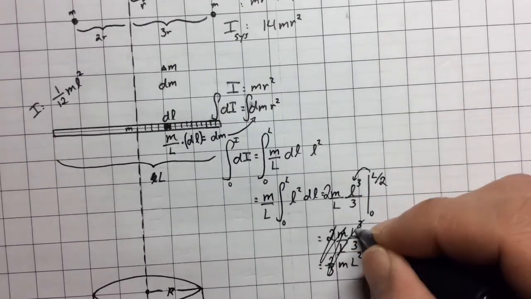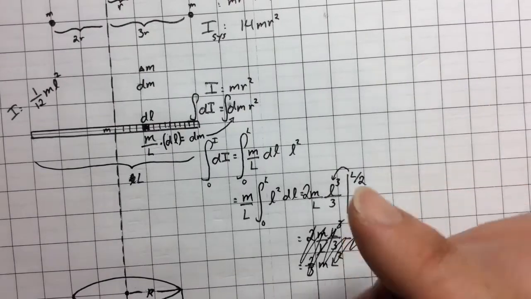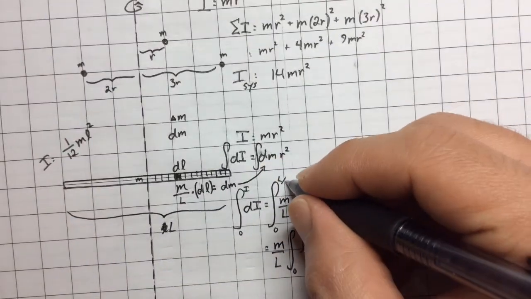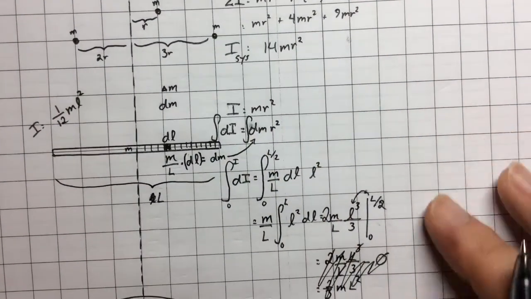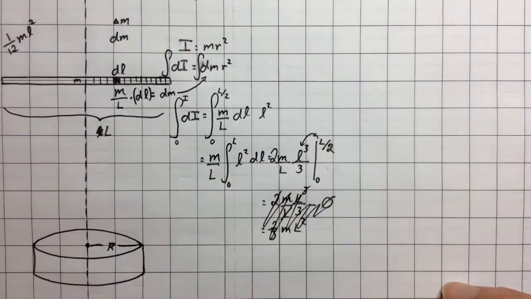So let's try this again. Sorry for the pause there, but I was just thinking something's wrong. Our integration's not from 0 to L, it's 0 to L over 2. And if you were thinking that a couple minutes ago, thank you. Thanks for screaming out that I was doing it wrong.